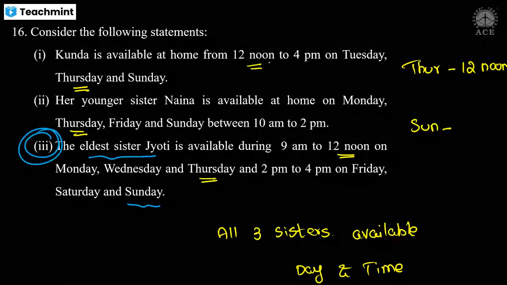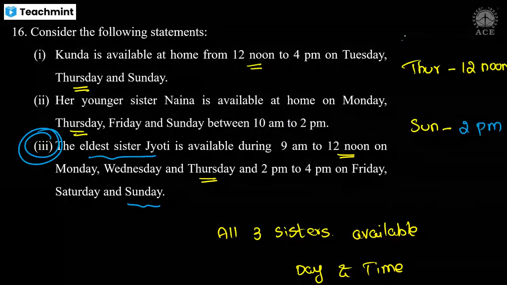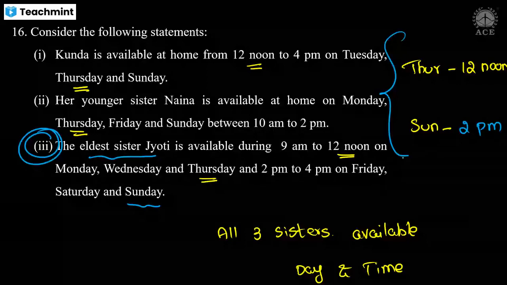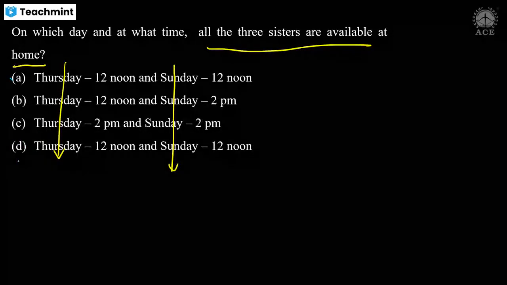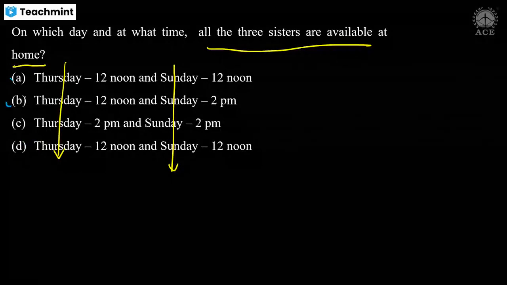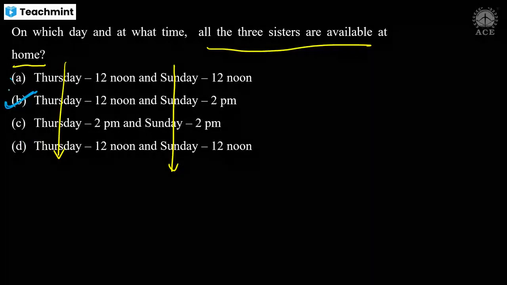This person Kunda is available. So at 2 p.m. on Sunday, Thursday 12 noon. Right, so you can utilize the options also. Thursday 12 noon, Sunday 2 p.m. All these 3 sisters are available at home.